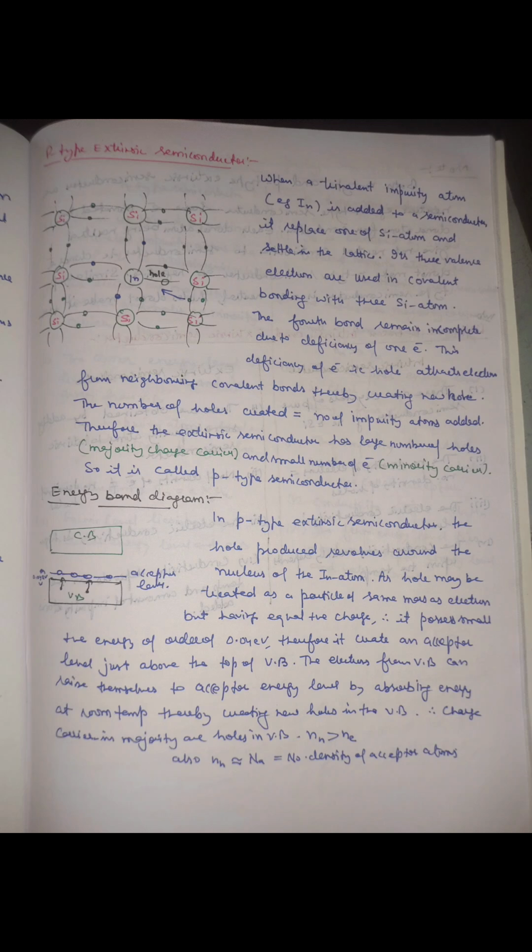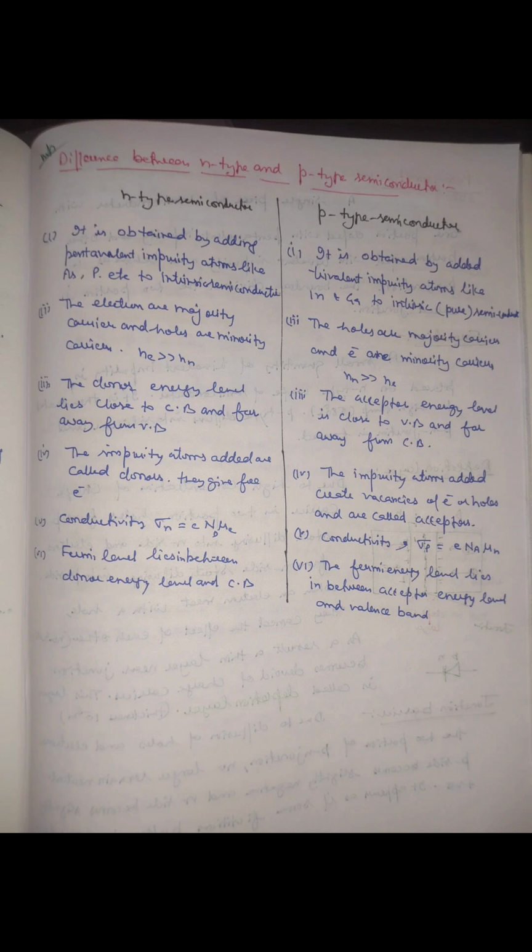Number of holes created is equal to number of impurity atoms added. Therefore, p-type semiconductor has a large number of holes, that is majority carriers, and small electrons, that is minority carriers. In energy band diagram, holes create an acceptor level just above the top of valence band. The electron from valence band can easily raise themselves to the acceptor level by absorbing small energy at room temperature, thereby creating new holes in the valence band.